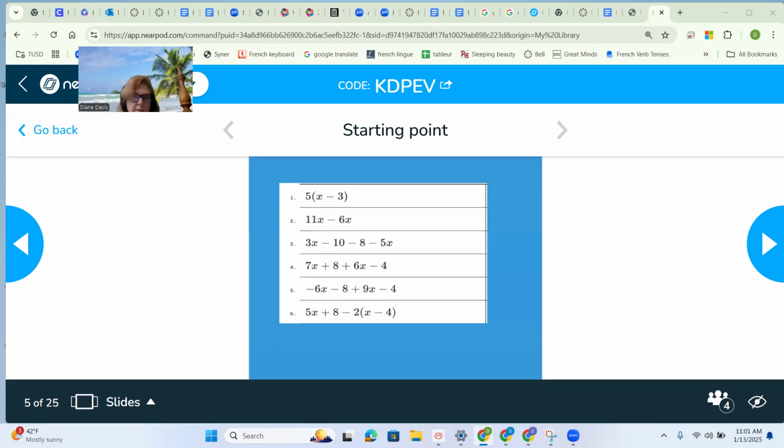So what happens when you combine 3x with negative 5x? We're all combining, supposed to be combining like terms. What do you get when you have 3x and a negative 5x? What is 3x take away 5x?